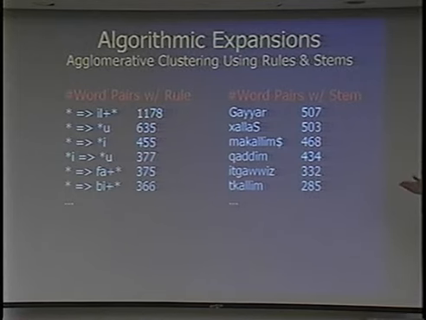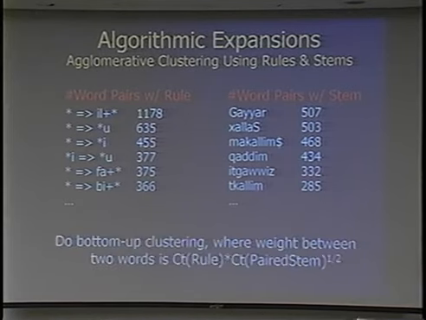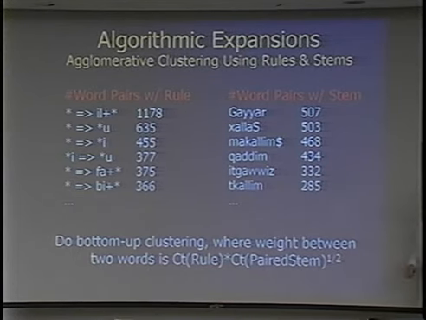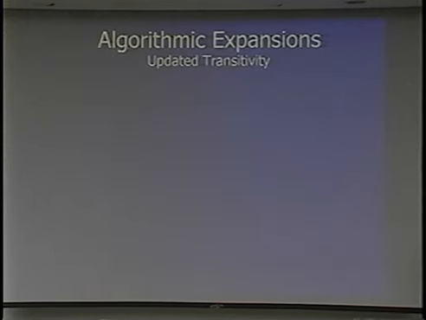But in Arabic, these things you see here on the top are typically valid relationships. So what I did is I threw away the frequency processing I was doing before and thought, let's just do it based upon bottom-up clustering. We'll take 2 words and we will treat the weight between those words based upon the count of the times I saw the rule that mapped me from one word to the other and the square root of the paired stem observance. So this is the second alteration to our original algorithm.